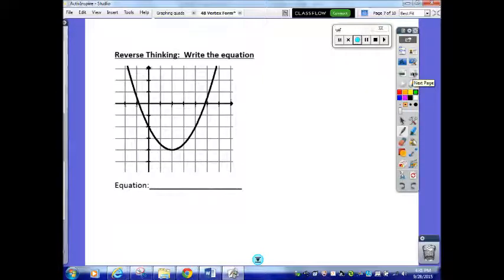All right, let's go backwards. Now we want to give the equation. So the first thing you should do is write down the general form. Don't forget that square. So we need to find A, H, and K.